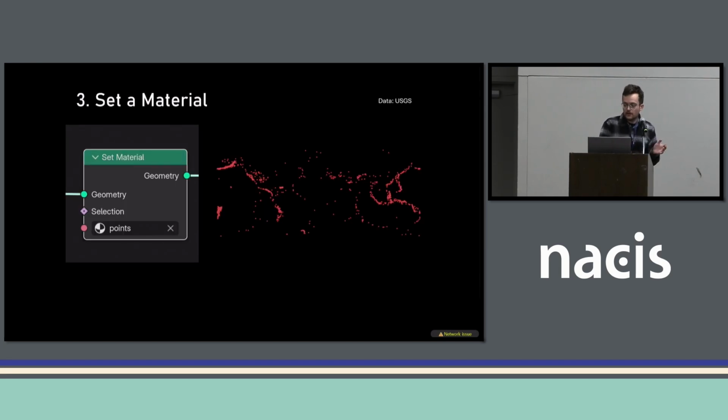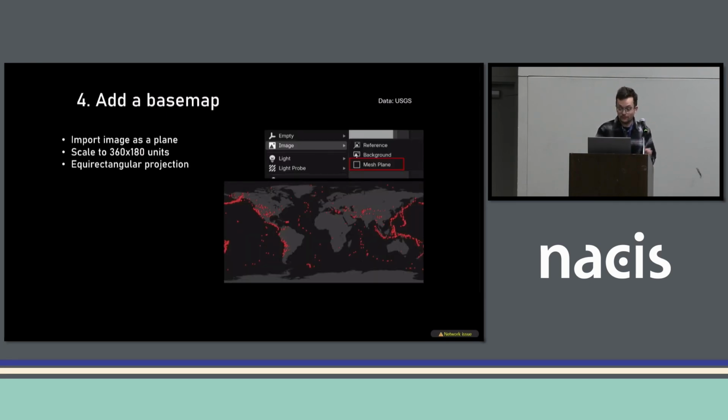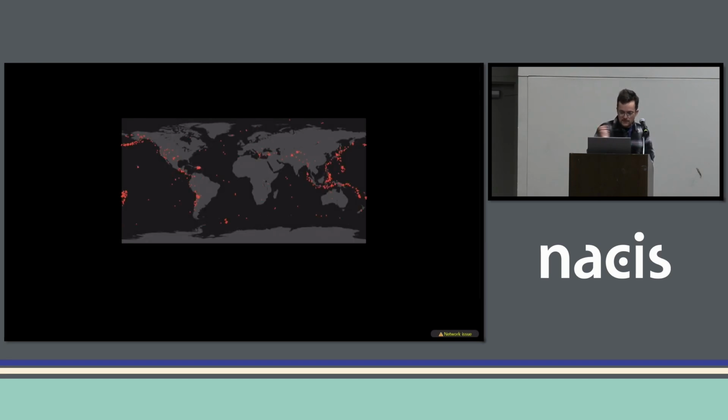And then finally, I'm going to create a default material, change the color, name it points, and then pass the geometry through that so that material gets assigned. So that's how we can set the color and the different material properties of it. Also, we can add a base map. This is just an image of a world map with an equirectangular projection, and then it's just imported as a two-dimensional plane and lined up with the points. And this is what that looks like when it's all put together. So the points appear, persist for about a second, and then disappear.